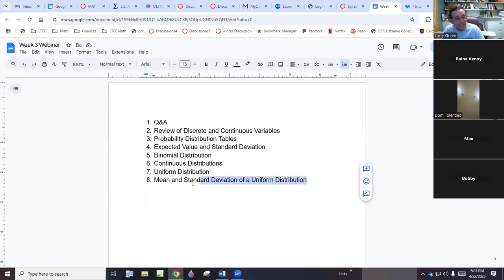And then finally, we'll talk about the mean and the standard deviation of a uniform distribution. And I'll give you the formulas. I'm not going to prove it. There's a lot of math, but it is important to have those at least close to you. You don't have to memorize them, but have them available. So that is the plan.